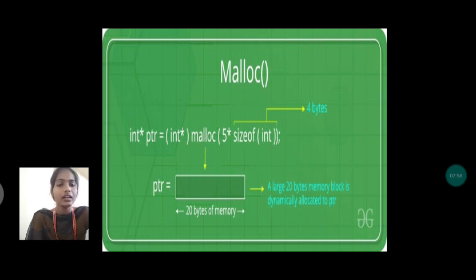See the figure. ptr = (int pointer) malloc(5 * sizeof(int)). See, the size of int is 4 bytes. Here, ptr means a large 20-byte memory block is dynamically allocated to ptr. Here the ptr memory is 20 bytes.